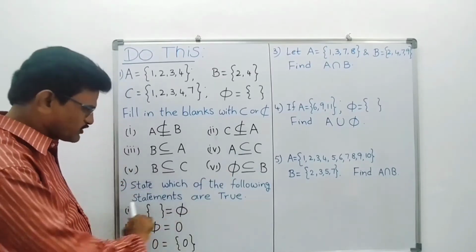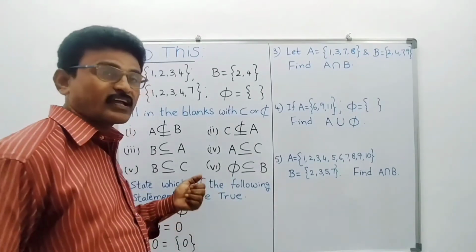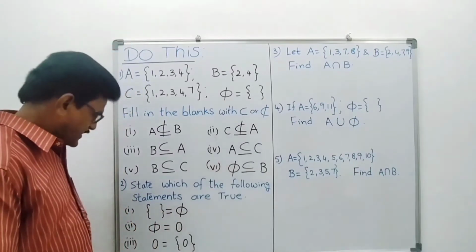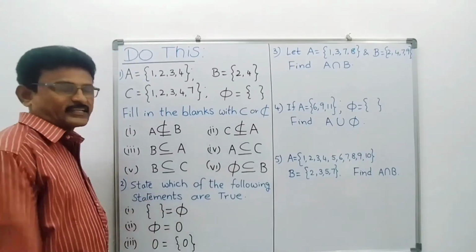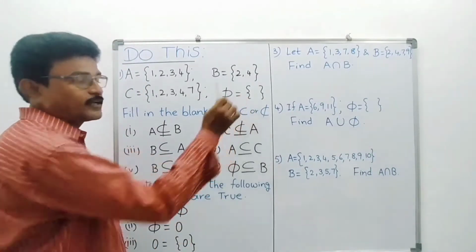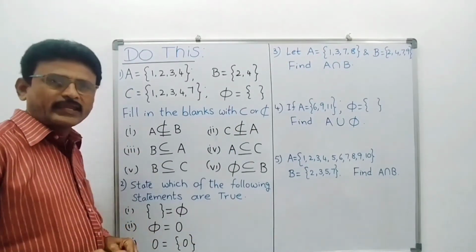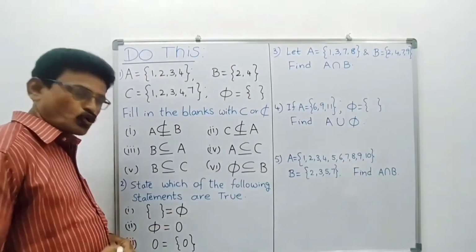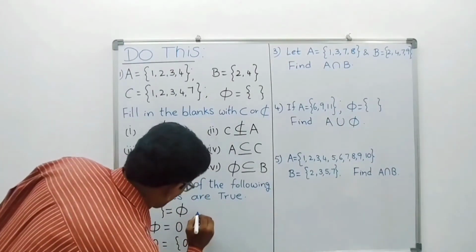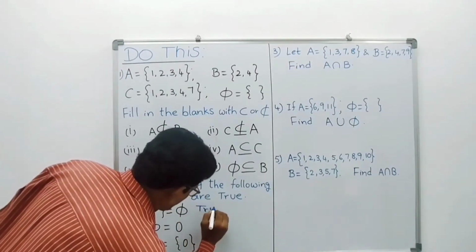Now state which of the following statements are true. See, this is the symbol for null set. Here also phi is written, phi means null set. Here also null set, it is represented by phi. So it is true. Right? So first one we can say it is true.